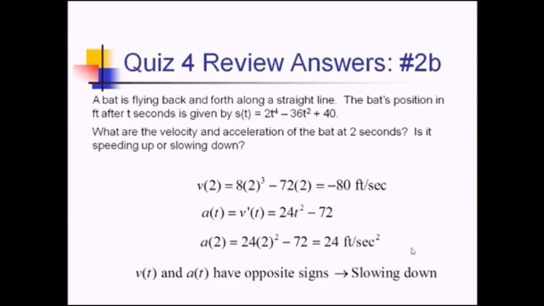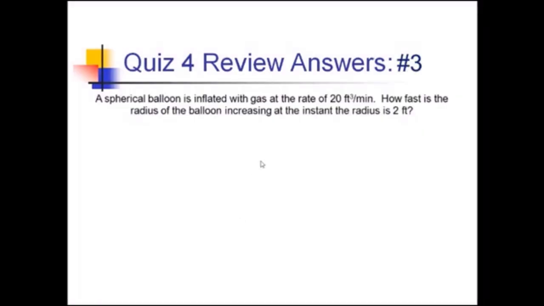For this problem, we have a spherical balloon inflated with gas at the rate given here. We want to know how fast is the radius of the balloon increasing at the instant the radius is 2 feet. So if we're talking about instant values and multiple rates of change, we're talking about related rates, which means I need to write a formula that ties all of these things together and implicitly differentiate it with respect to time.